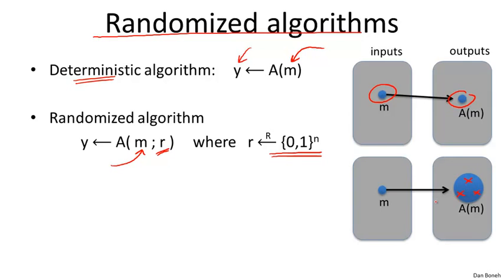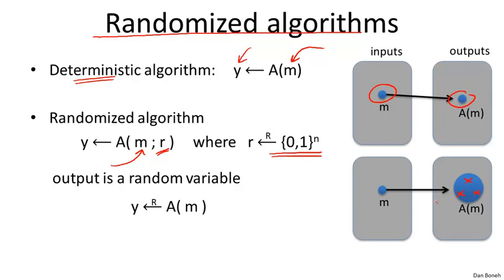So really the way to think about a randomized algorithm is that it's actually defining a random variable. Given a particular input message m, it's defining a random variable, which is a distribution over the set of all possible outputs of this algorithm given the input m. So the thing to remember is that the output of a randomized algorithm changes every time you run it, and in fact the algorithm defines a distribution over the set of all possible outputs.